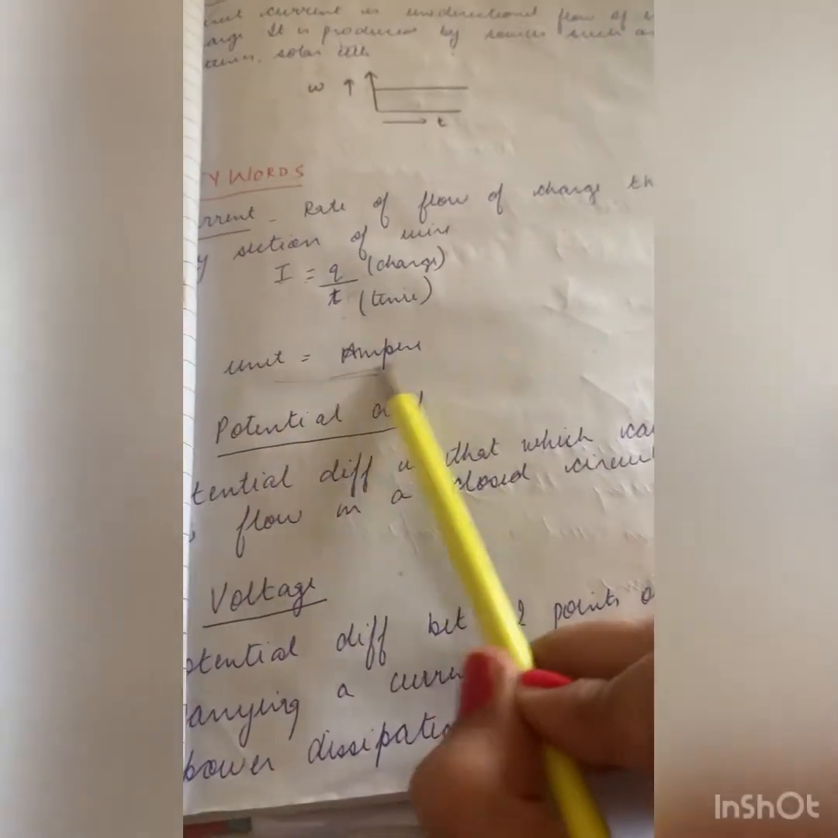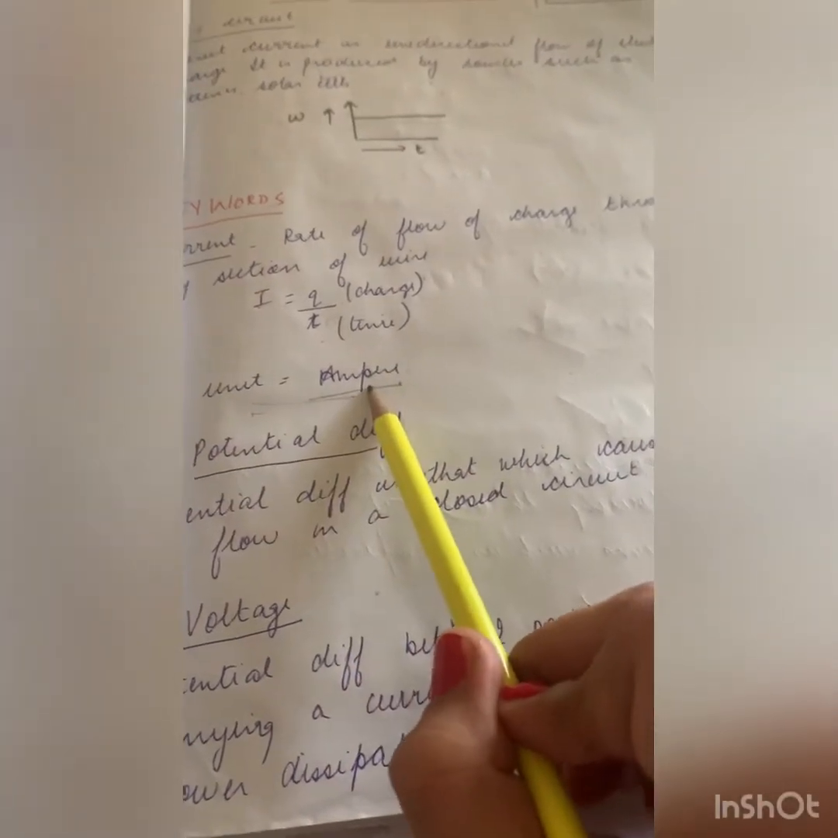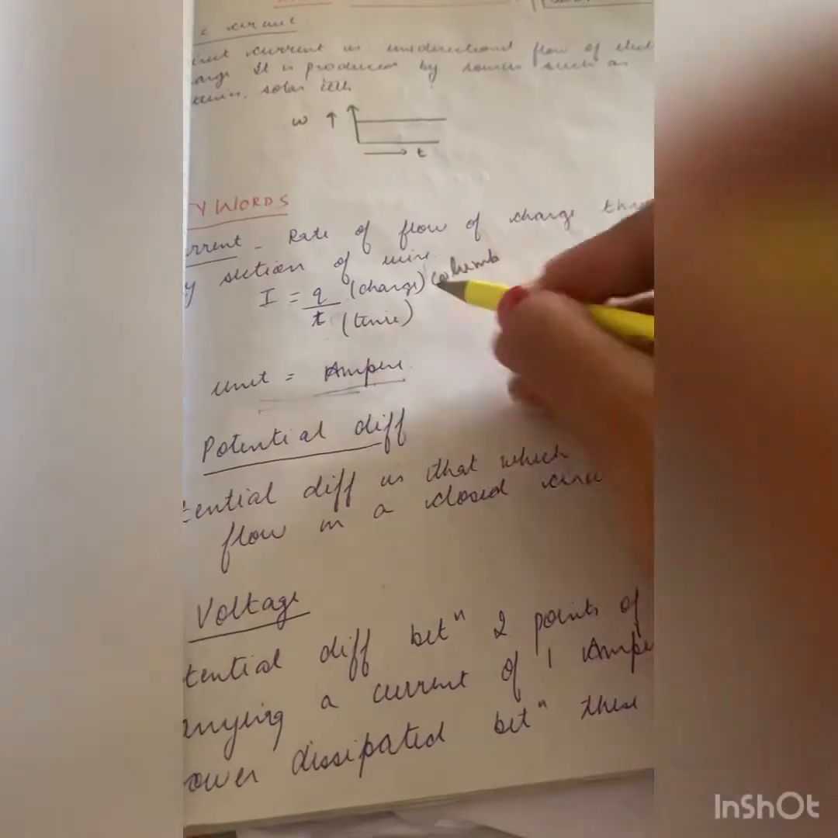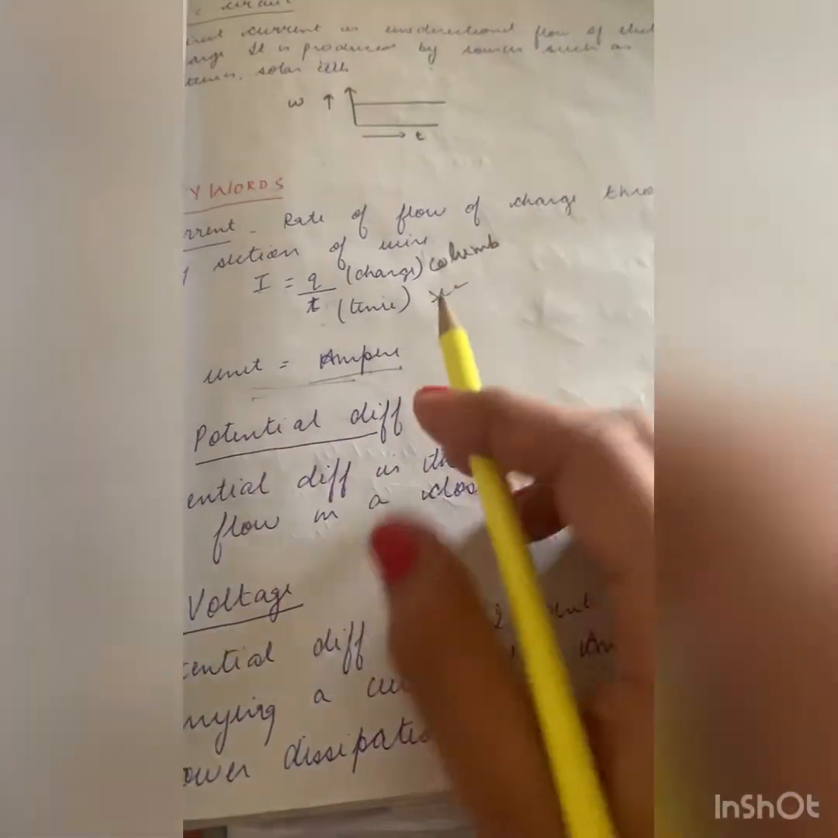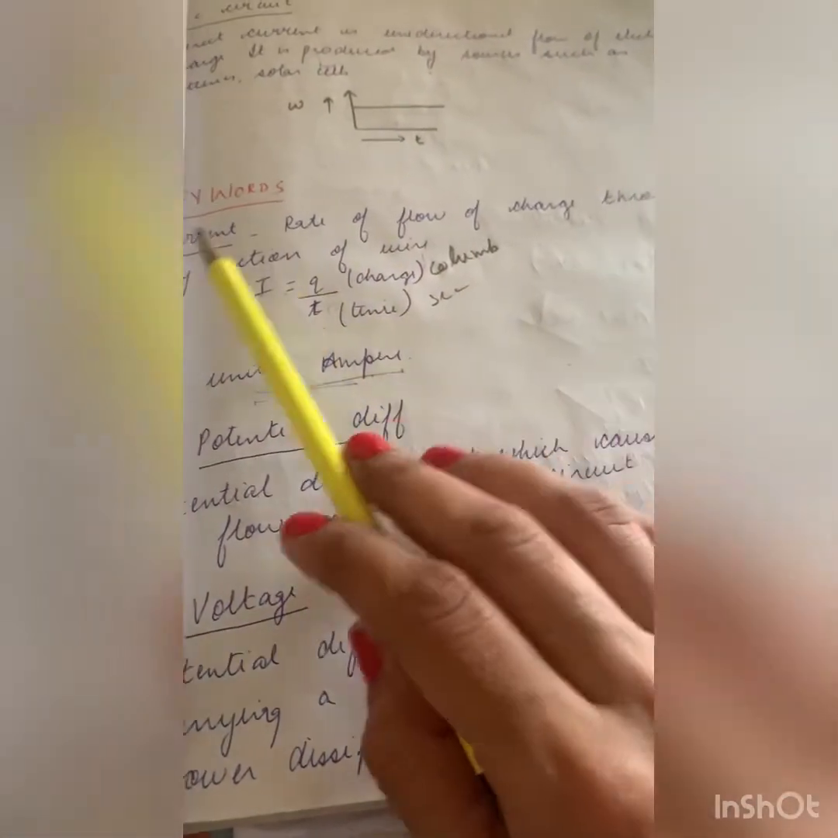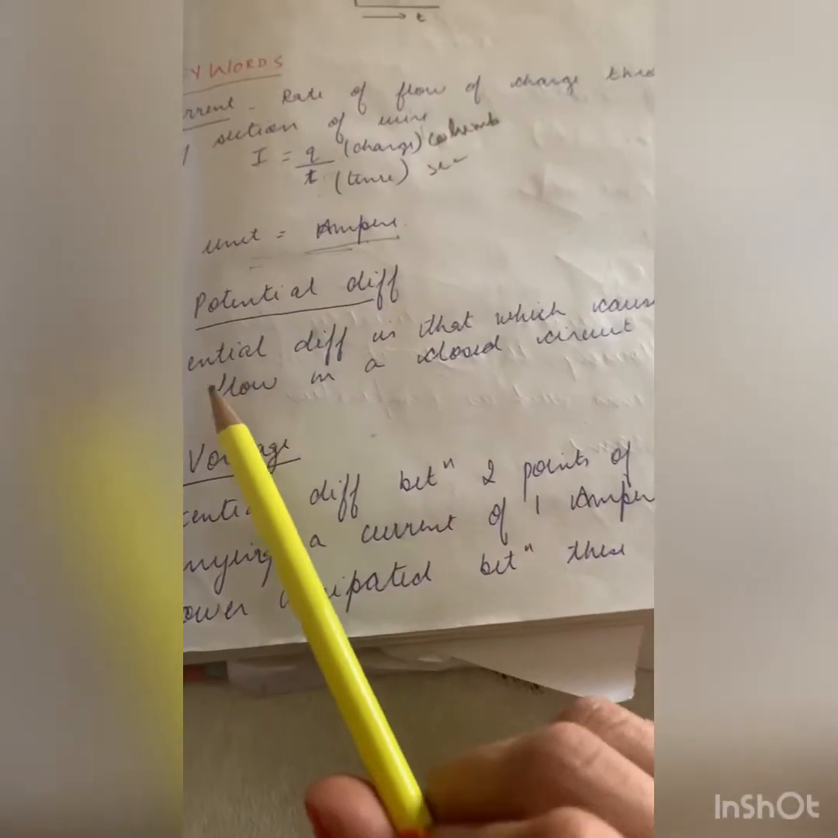So the unit of current is ampere. Unit of charge is coulomb, and unit of time is hour, seconds, or whatever you feel like. It is rate of flow of charge through any cross section of wire. This is current.